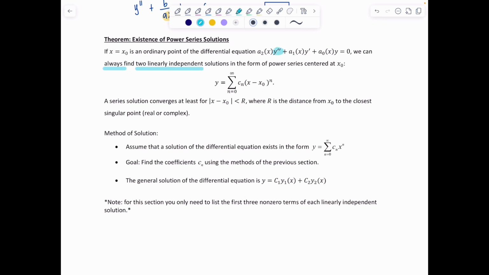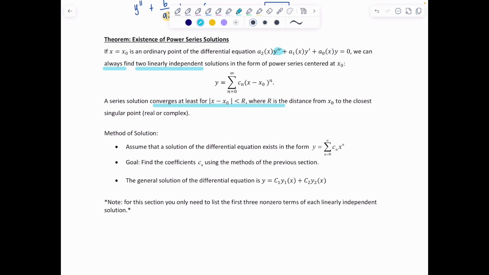in the form of power series centered at x naught. So they would have the form y equals the sum n equals 0 to infinity c sub n times x minus x naught to the n. A series solution converges at least for absolute value x minus x naught less than r, where r is the distance from x naught to the closest singular point, real or complex. So it'll converge so long as we're on the radius of convergence.